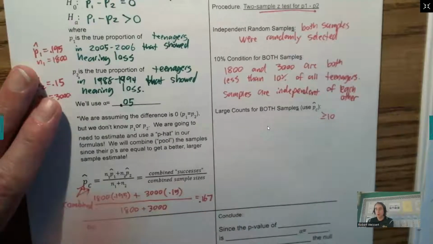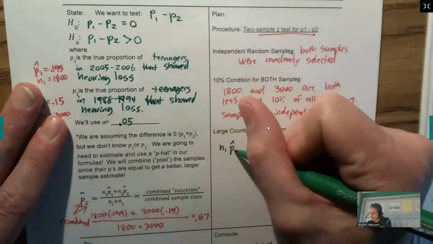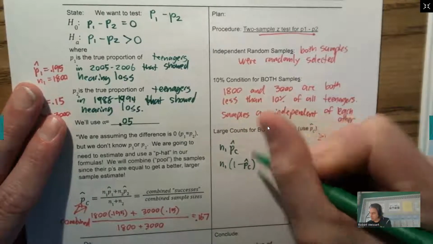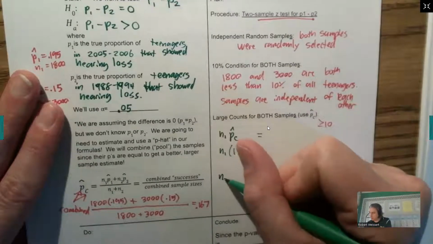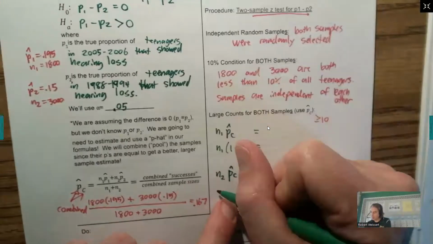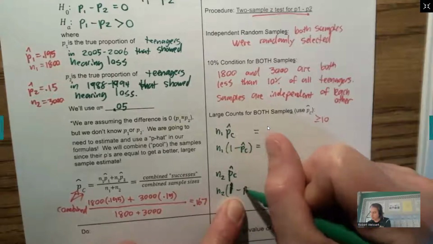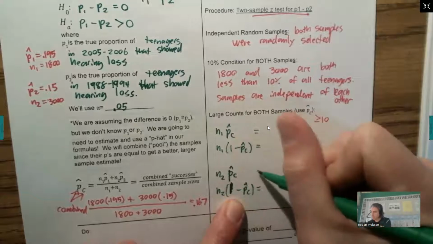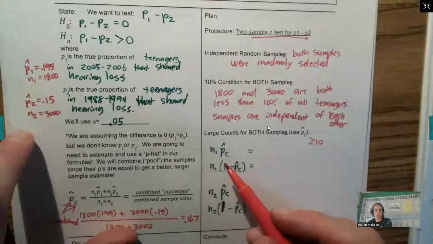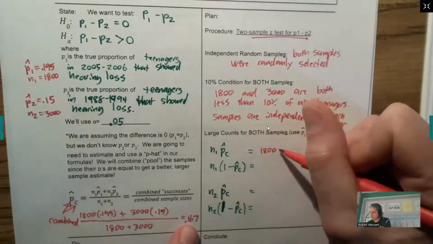So our large counts, what we'll do is we'll do N1 p-hat C, N1 times 1 minus p-hat C. And then we'll do N2, but we're still going to use p-hat C. So we're going to use the same proportion for these. And then we're going to do N2, and we're still going to use p-hat C, or 1 minus p-hat C. So we want to get all 4 of those numbers. And our N1 in this case here was 1800. So I'm going to go ahead and write 1800, and I'm going to times that by this 0.167.